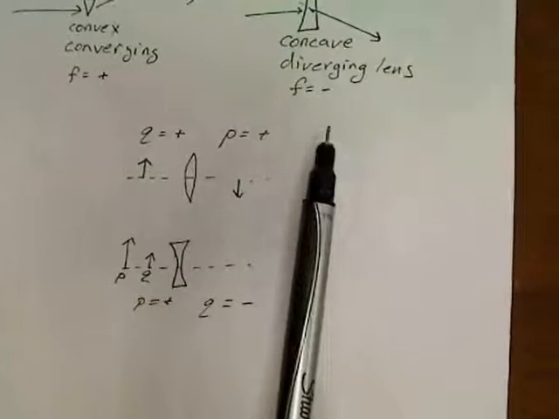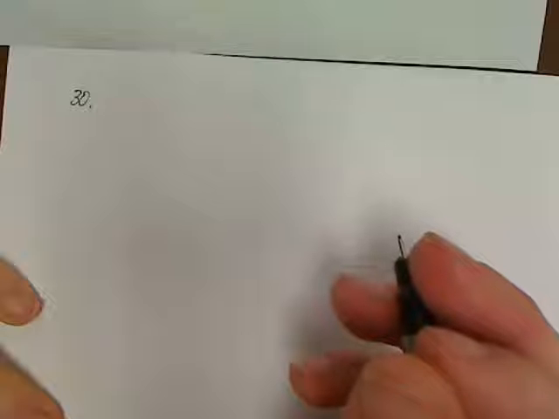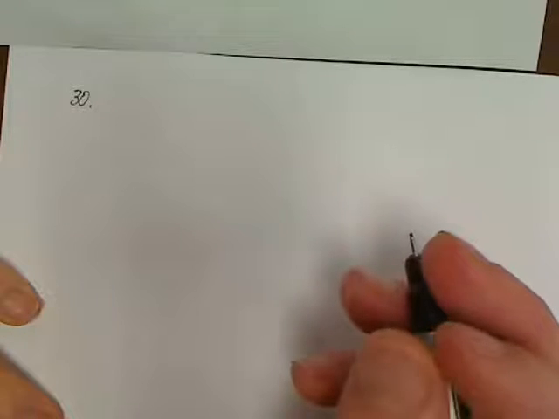Let's take a look at the problems that y'all were assigned to work, and I'll try not to work them too fast. First one, number 30, and I'm going to try and draw them a little as I go because that helps me. Where must an object be placed to have a unit magnification of 1 for a converging lens?